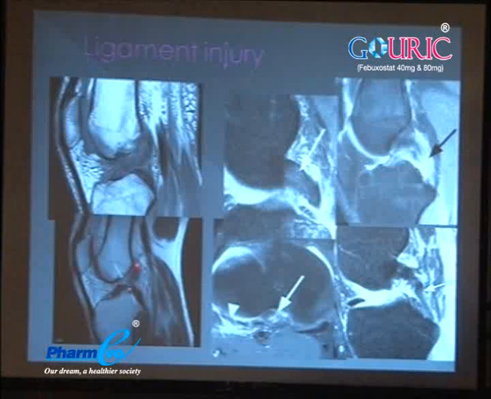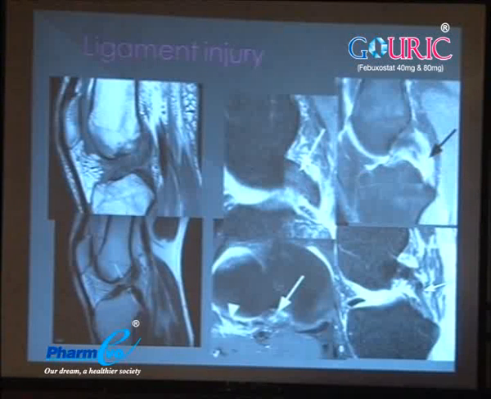Signal here, and you can see that that's what the normal signal should be, but this is completely ruptured here. There is a discontinuation right there. That's a posterior cruciate ligament. Again, it's very bulky, it's gray. The signal is almost like that of the muscle, which is not right. That should be much darker.